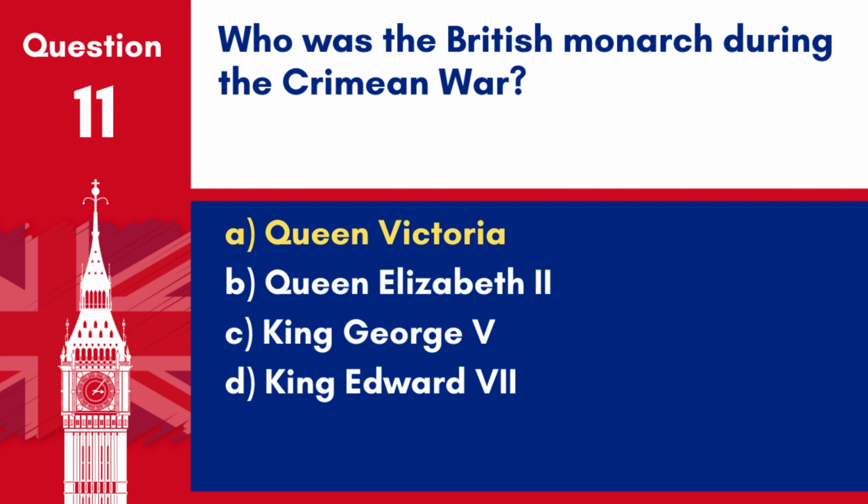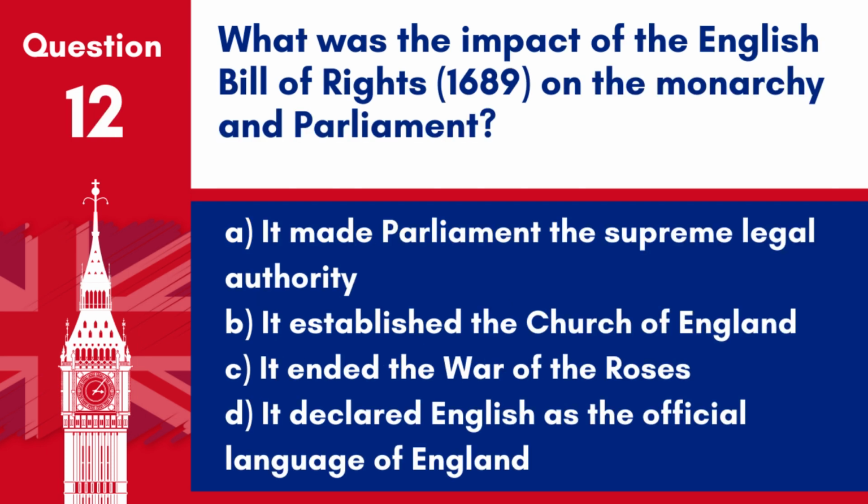Answer. A. Queen Victoria. Queen Victoria was the British monarch during the Crimean War, 1853 to 1856. Question 12. What was the impact of the English Bill of Rights, 1689, on the monarchy and Parliament? A. It made Parliament the supreme legal authority. B. It established the Church of England. C. It ended the War of the Roses. D. It declared English as the official language of England.